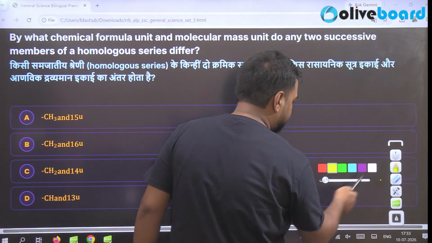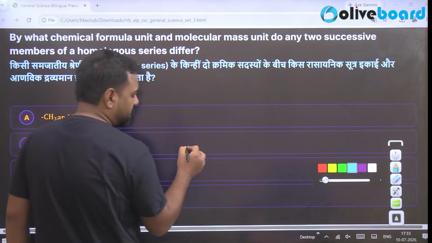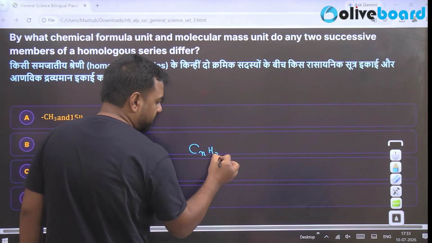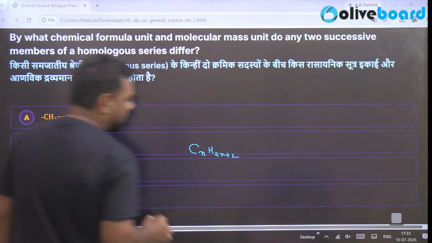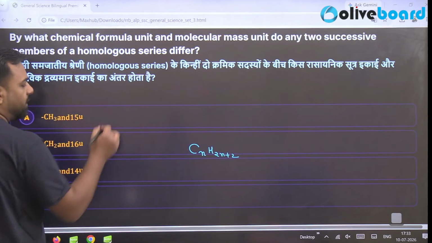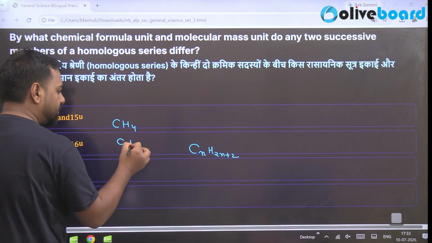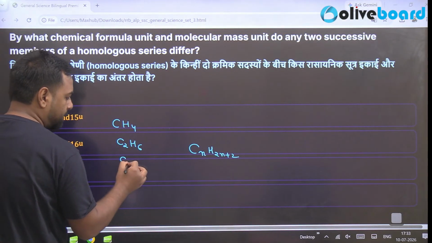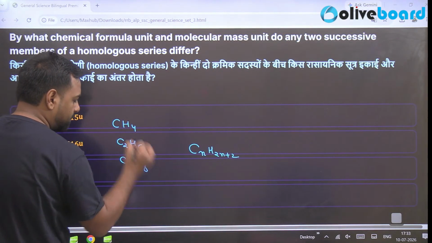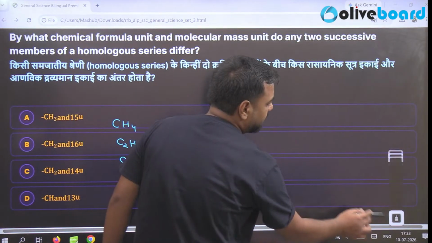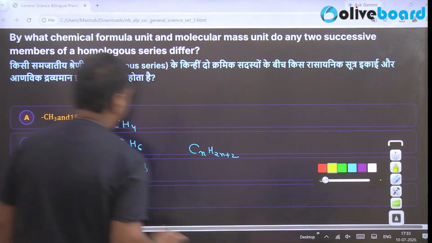See, what is the general formula for the alkane? The general formula for the alkane is CnH2n+2. So the first member of the alkane will be methane, then ethane, then propane, and so on. So just look at the differences. I'll just change the color and make you understand in a better way.